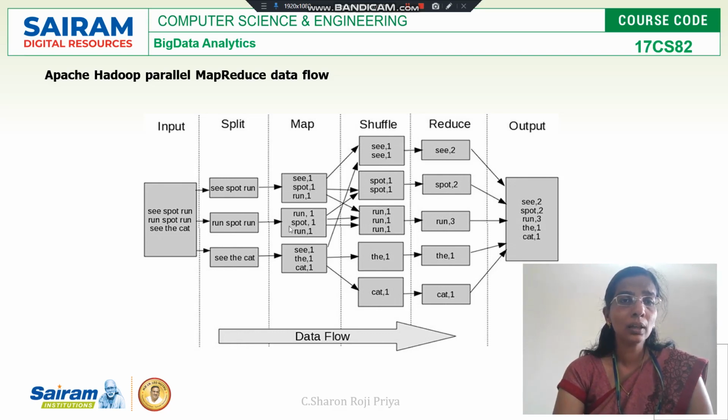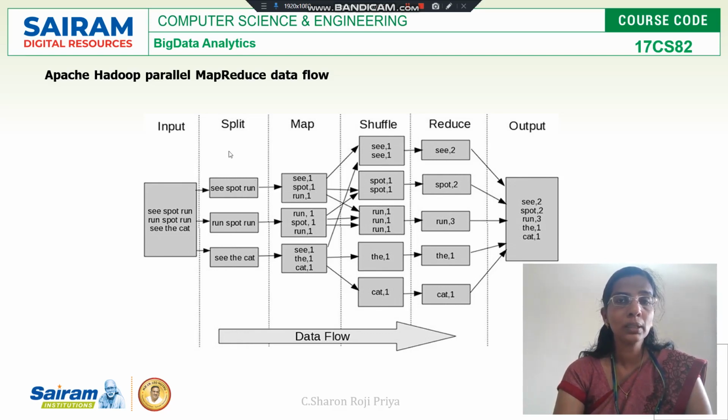Now, how many input splits are available? I'll have the same number of mappers. In this example, this is my input file. I have made this input file into 3 splits. I have taken a simple example, 3 lines, 3 words per line. So I have made 3 splits and I'll have 3 mappers. The number of mappers will be equal to the number of splits.